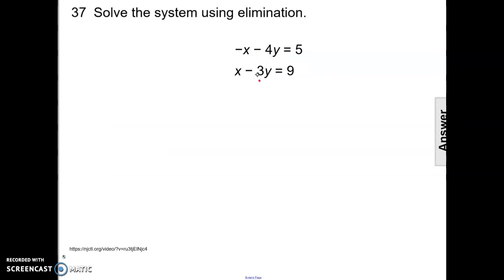Here, these numbers are different, but these are the same with opposite signs. Add to eliminate the x. In this case, these x's would get canceled, and you would end up with negative 7y equals 14.